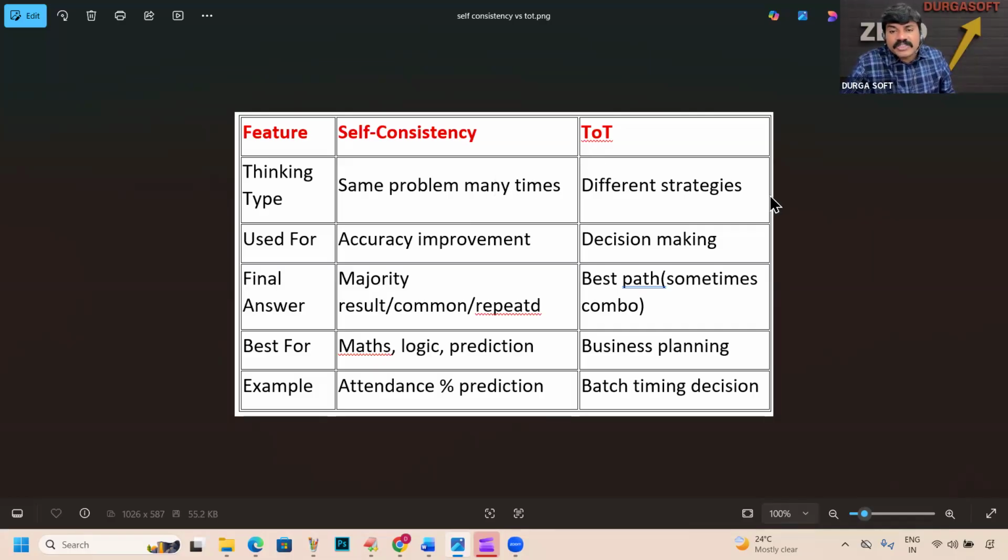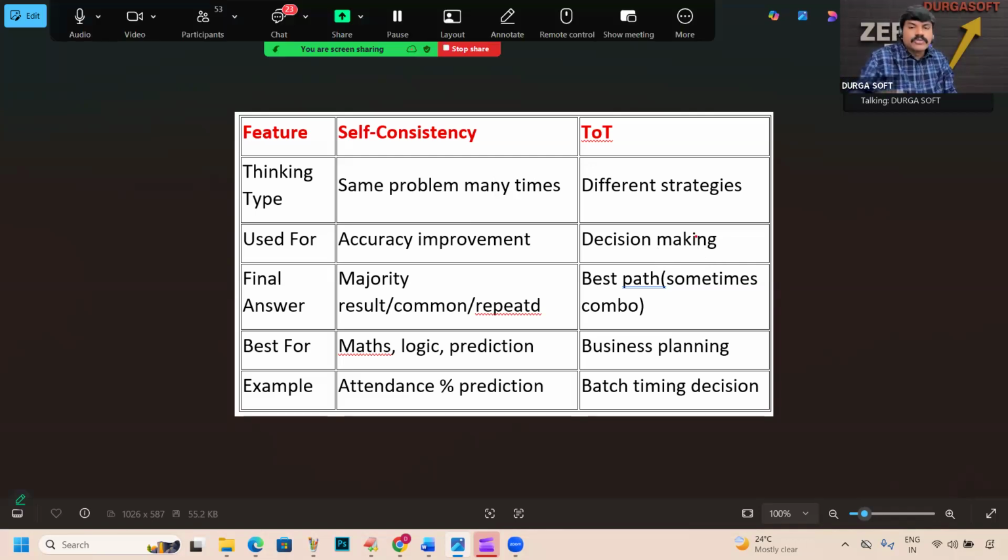But TOT, different strategies. Next, self-consistency is used for accuracy improvement, but TOT is used for decision making. Final answer: majority result, common or repeated. Here, best path, sometimes combo. Self-consistency is best for mathematics, logic, prediction kind of thing. But TOT is best for business planning, decision making. Happily, you can go for TOT.